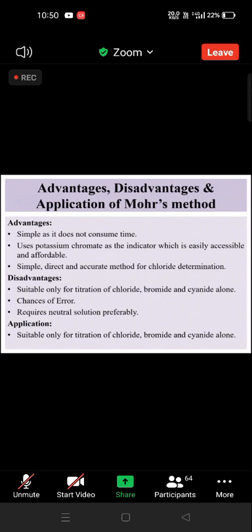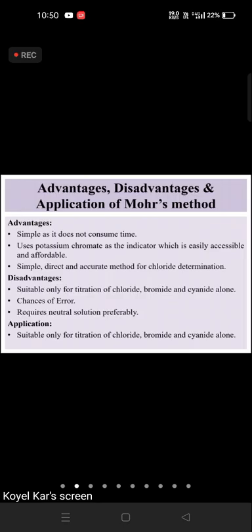Next, it uses potassium chromate as an indicator which is easily accessible and affordable. That means you can get potassium chromate indicator very easily in the lab. It is economical to buy potassium chromate. And the third is, it is a simple, direct and accurate method for chloride determination. So remember, Mohr's method of titration is actually used for the determination of chloride ions. It is majorly used for chloride ions. You can also determine other halide ions by this method, but majorly chloride.